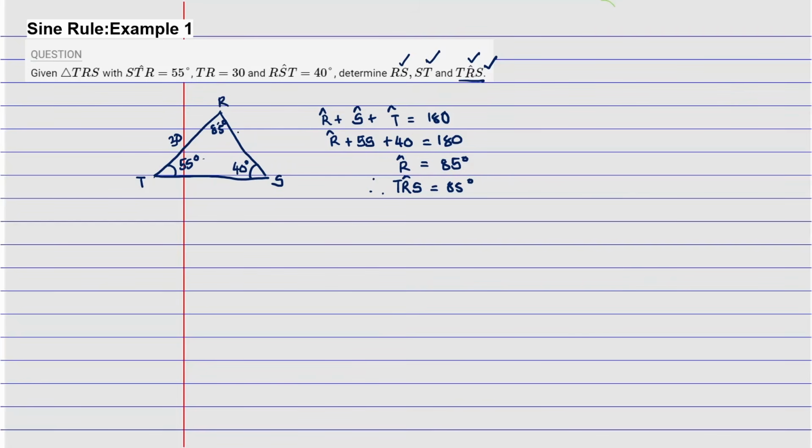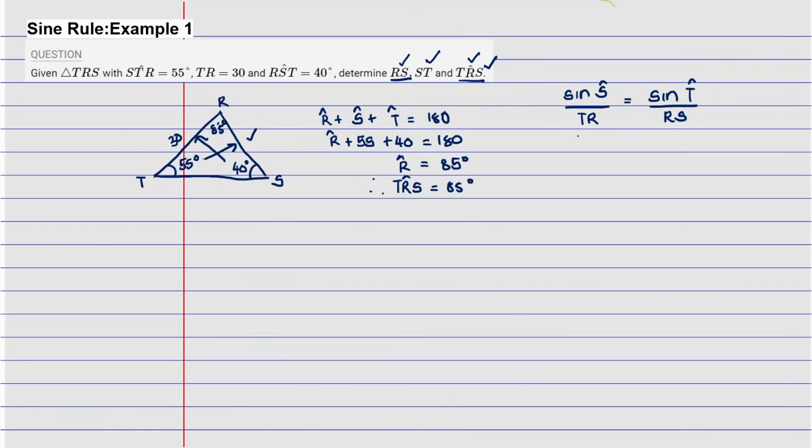So let's write this side, which is going to be this one. Finding this one, we know that we need another pair that has an angle and a side. We have 40 degrees and we're given this one, so we can solve using the sine rule. Using that, we know that sine S divided by the side opposite it, which is TR, is equal to sine T divided by the opposite side, which is RS, the one that we're looking for.